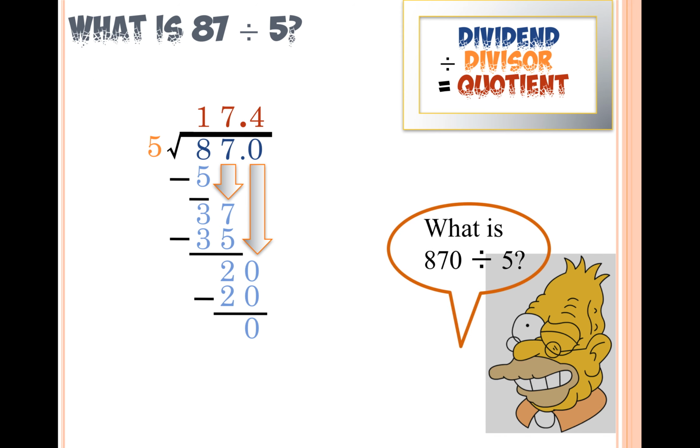What is 870 divided by 5? Well, that would just be 174.